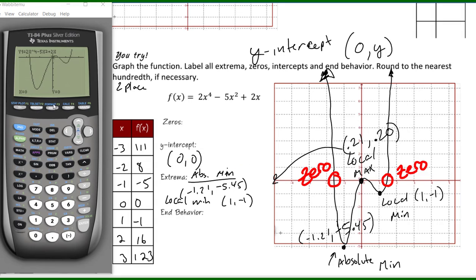I'll explain why. But now what I want to do is calculate my zeros. So I have a zero here, I have a zero here, technically I have a zero there as well. But I know this zero is my y-intercept because it goes through (0, 0). So I know my zero is (0, 0).